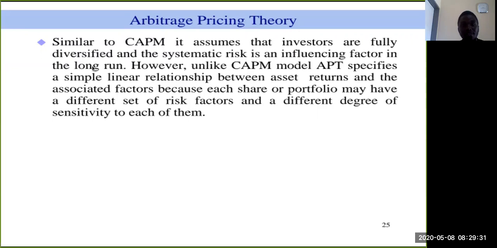So just like the capital asset pricing model, the arbitrage pricing theory also agrees that systematic risk is the problem, and unsystematic risk is something that you can diversify and get rid of. And in the market setup, you are not going to be rewarded for unsystematic risk. However, unlike the capital asset pricing model, arbitrage pricing theory specifies a simple linear relationship between asset returns and the associated factors, because each share or portfolio may have a different set of risk factors and a different degree of sensitivity to each of them.